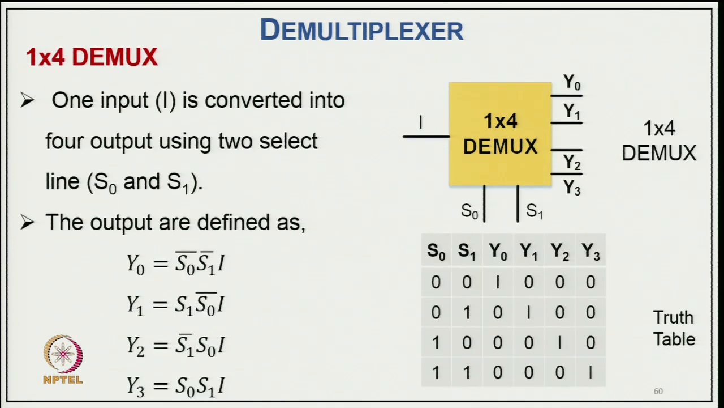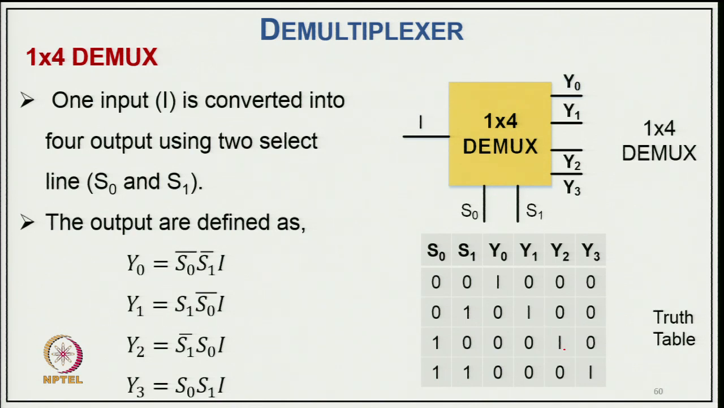Coming to the 1 to 4 demultiplexer, one input is converted into 4 outputs using 2 select lines S0 and S1, and the outputs will be y0 equal to S0 bar S1 bar I, y1 equal to S1 S0 bar I, y2 equal to S1 bar S0 I, and y3 equal to S0 S1 I. So, here you are getting y0, y1, y2 or y3 depending upon S0, S1, and I will be going to the output. This is the truth table for all combinations, showing whether y1 or y2 gets I.